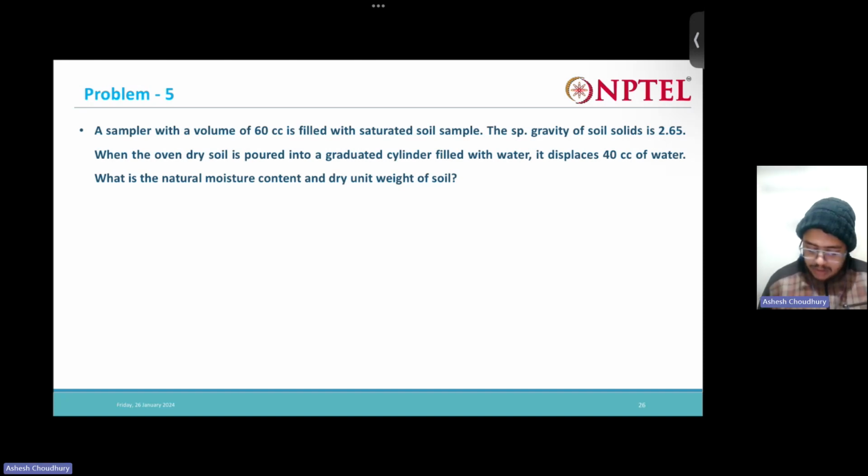Understood? So first, from this line, whenever the sample is poured into a graduated cylinder filled with water, it displaces 40 cc of water. From there, you have to crack that the volume of soil solids is 40 cc obviously. Now we know the total volume, we know the volume of soil solids, you can get the volume of voids. Now if you know the volume of voids, you can get the void ratio. Now if you know the void ratio, you know the saturation is 100%, and we know the G, we can find out the natural moisture content or the water content. After you know the water content, you can find out the bulk unit weight, and from the bulk unit weight, you can find out the dry unit weight.